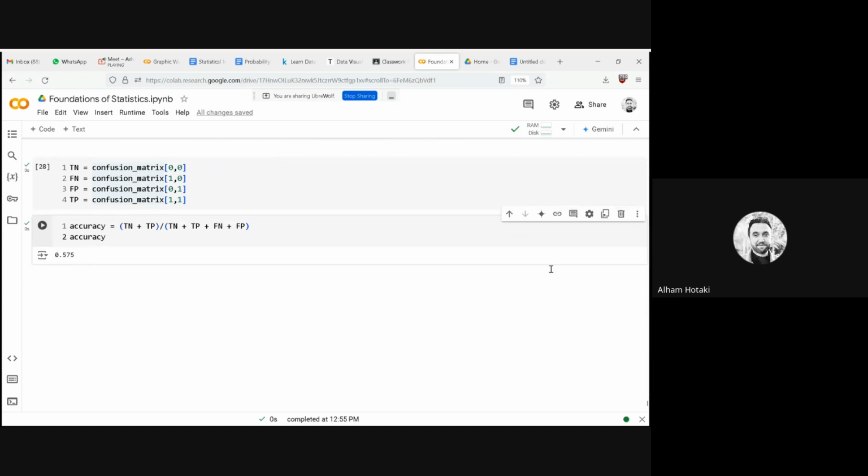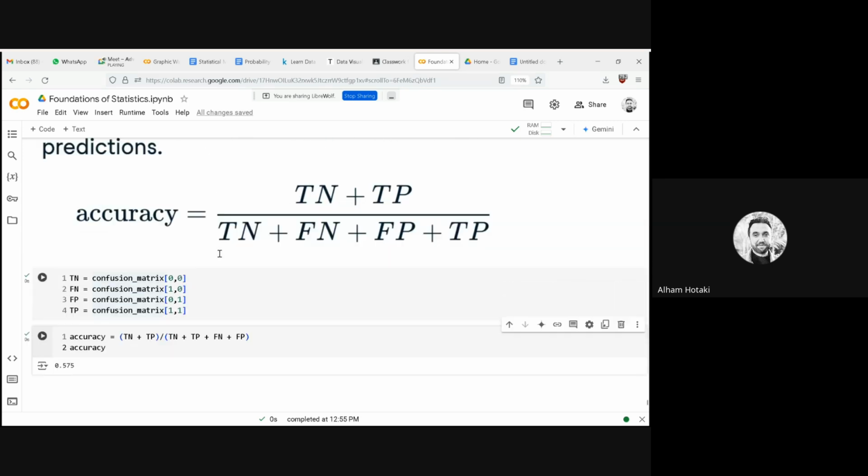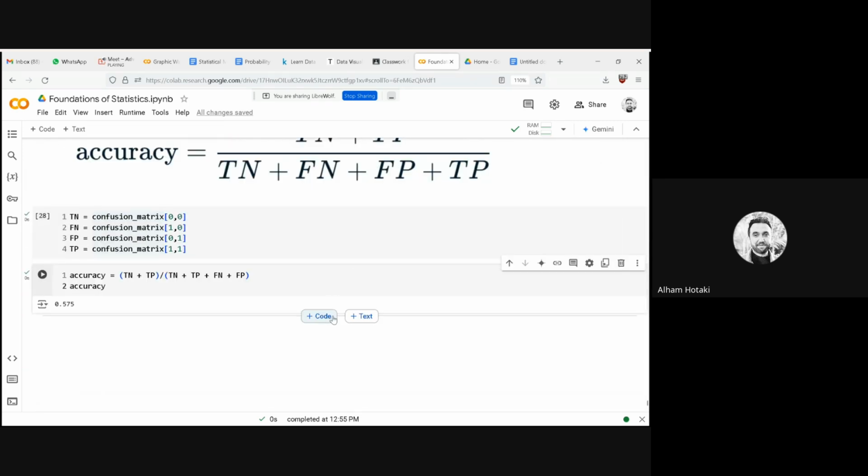What does it mean? About 57%. Exactly, 57%. The model is accurate overall in general. So this is the accuracy of our regression model that we have developed. This is how the accuracy is defined for this model.